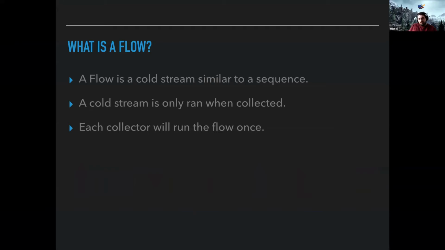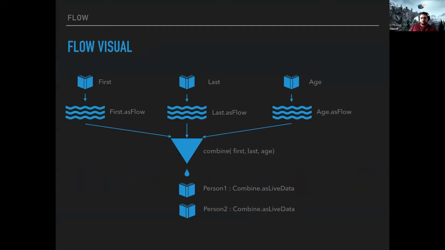Basically, they get collected, like I said, the code stream. Each collector will run a flow once, which is super important to realize because we had an issue where an API was getting called like 8 times in a row because there's a bunch of collectors calling it. It's kind of just a visual.